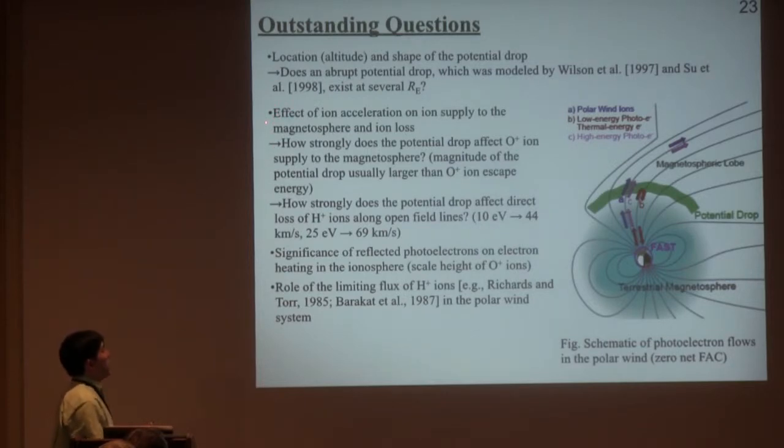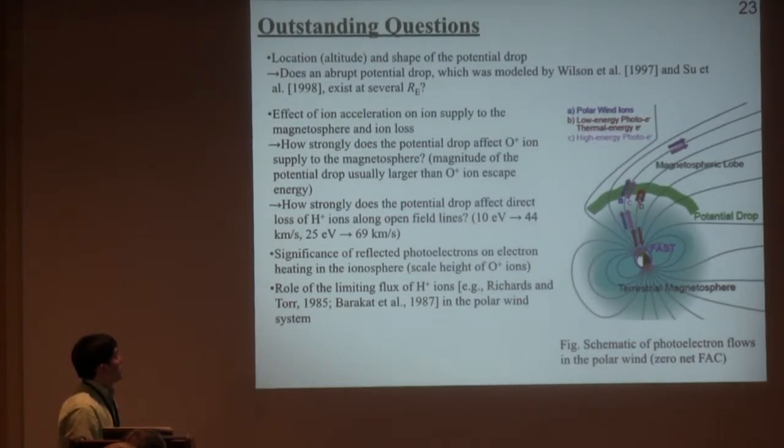The effect of ion acceleration on ion supply to the magnetosphere and ion loss is also a problem. How strongly does the potential drop affect oxygen ion supply to the magnetosphere? Since the magnitude of the potential drop is usually larger than the escape energy of oxygen ion, if the oxygen ions can reach the potential drop, they should escape by the acceleration of this potential drop. And it also affects the hydrogen ions, and the trajectory of hydrogen ions would be changed.